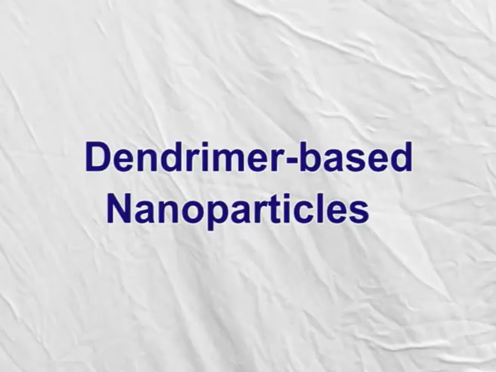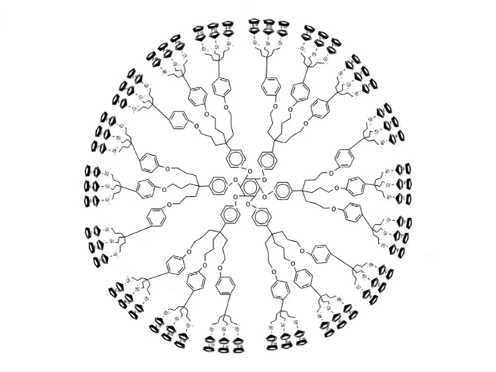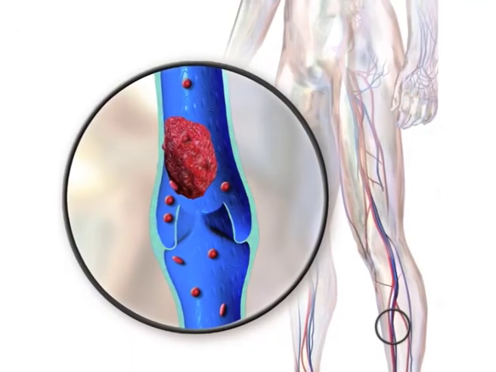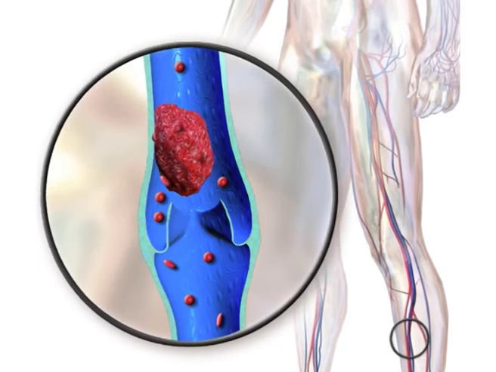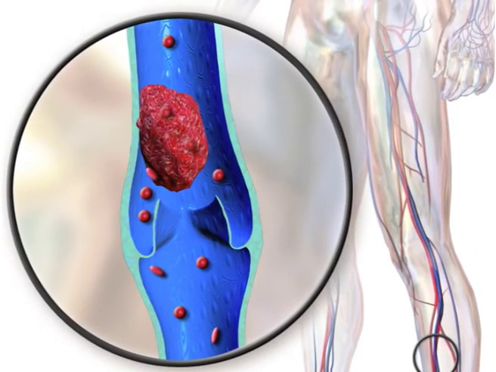Next device is dendrimer based nanoparticles. Dendrimers are polymers which have a hyperbranched structure with layered architecture, and could potentially be used as a non-invasive delivery system for the treatment of thromboembolism disorder.